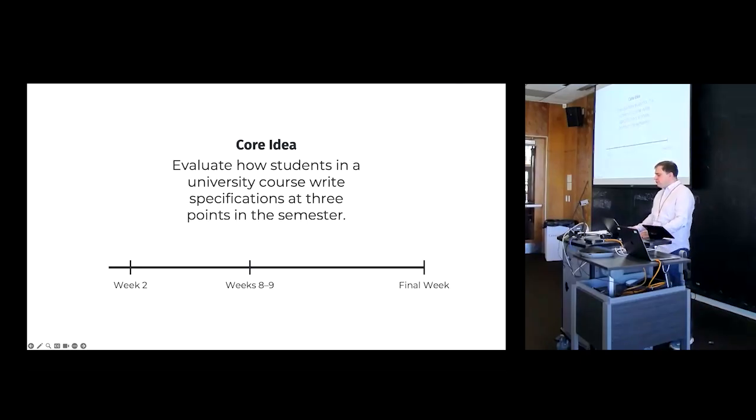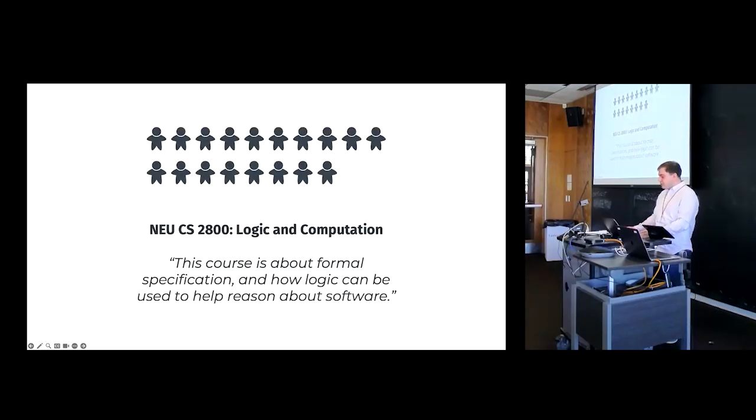At its core, our study aimed to evaluate specifications written by students in a university course on logic and computation. We used 3 different survey instruments at 3 different points in the semester in hopes that we'd be able to see how student specification abilities evolved through the course. More specifically, we had 17 participants, all freshmen and sophomore students in Northeastern's CS 2800 course, which is titled Logic and Computation. And the course felt like a good choice for a study like this because the first line in the syllabus says, this course is about formal specification and how logic can be used to help reason about software. It just seemed like a good fit.